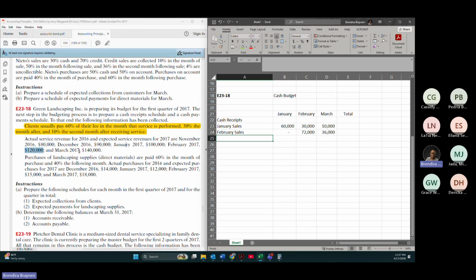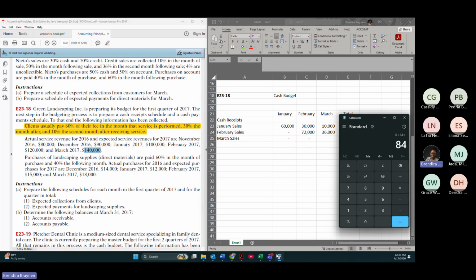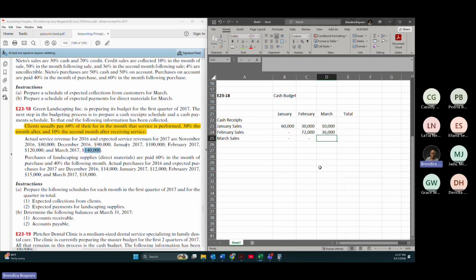Okay, and then if I go to March, March is 140,000. So March sales, 140,000. I'm not collecting anything for March from January, and not collecting anything for March from February. So I'm collecting 60% in the same month. So 60% of March is going to be collected in March. 6 times 14, I ain't that good, is 84. So that means 84,000 should be collected in March from March sales. So that's these three. Okay.